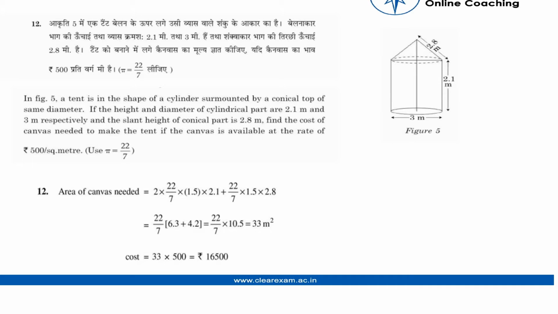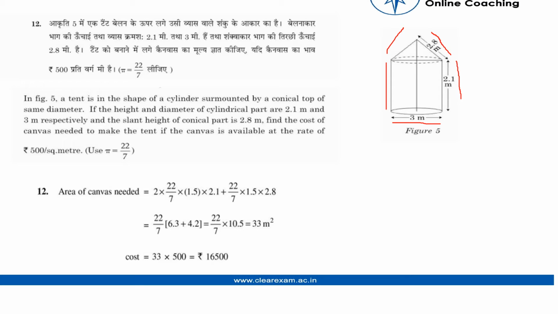Hey guys, in this video, we are given a tent which is in the shape of a cylinder surmounted by a cone. That is, this cylinder is surmounted by a cone of the same diameter, and the height and diameter of the cylindrical part are 2.1 meter and 3 meter respectively. That is, this height is 2.1 meter and this diameter is 3 meter, and the slant height of the conical part is 2.8 meter.